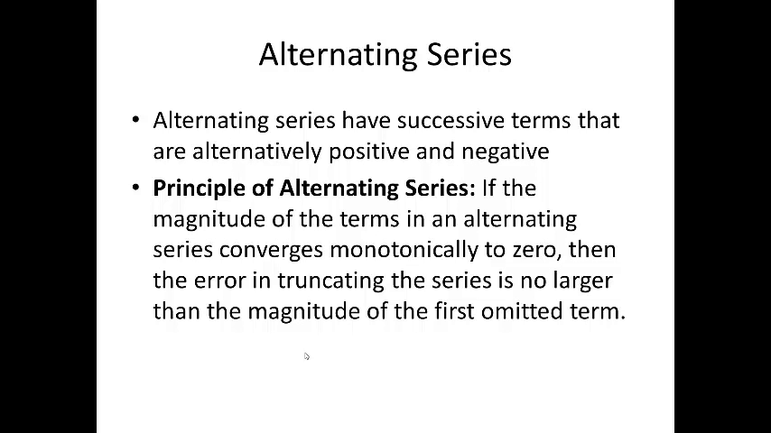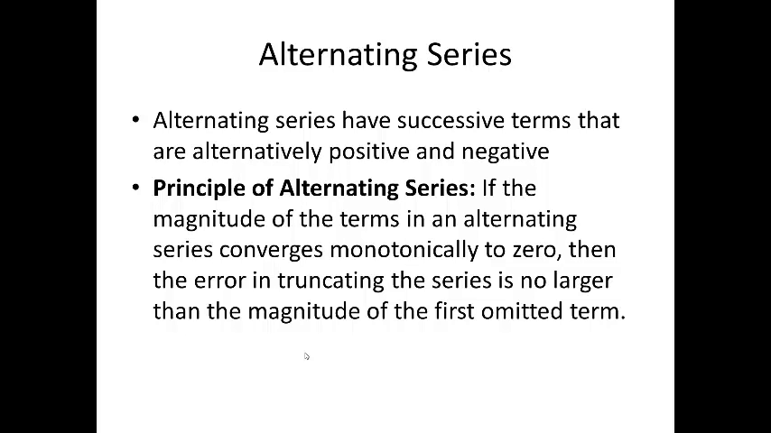Another thing that you may have forgotten from calculus is alternating series. And these are series that have successive terms that alternate between positive and negative. And the principle of alternating series says if the magnitude of the terms in an alternating series converges monotonically to 0, then the error in truncating the series is no larger than the magnitude of the first omitted term.